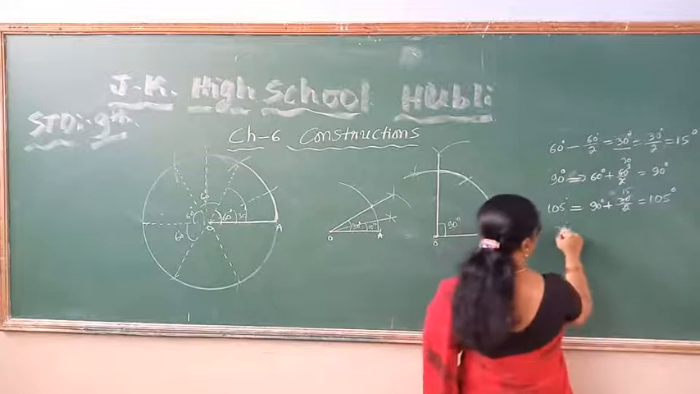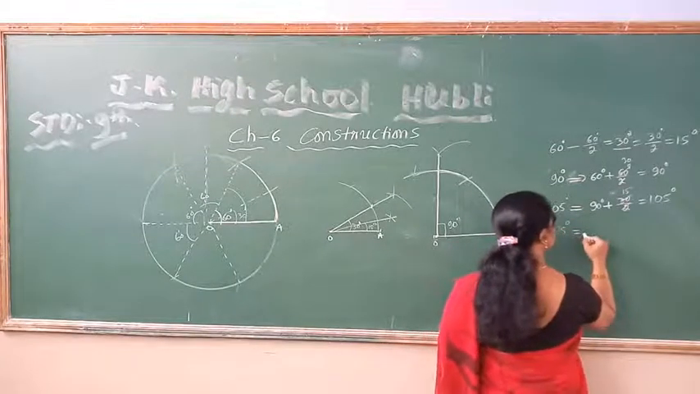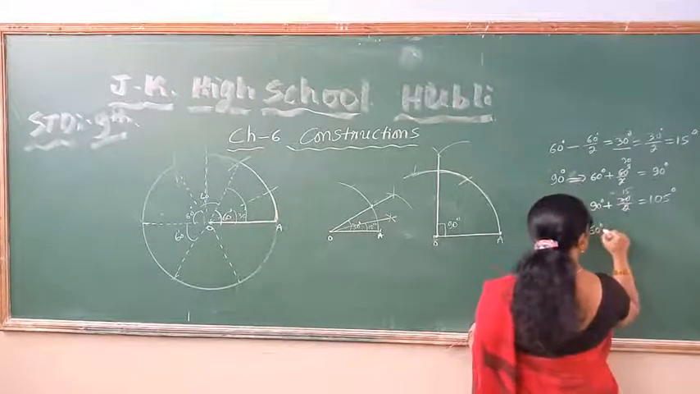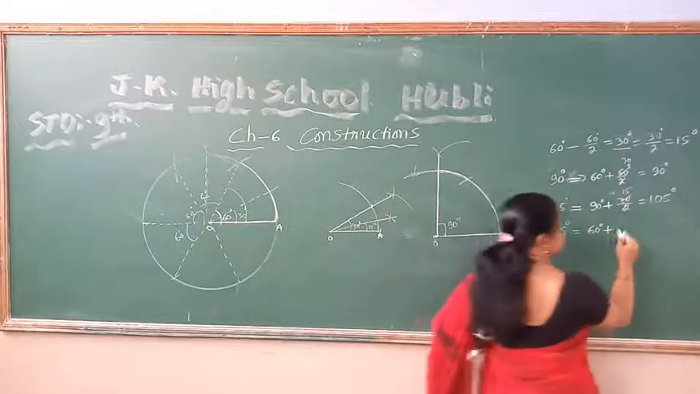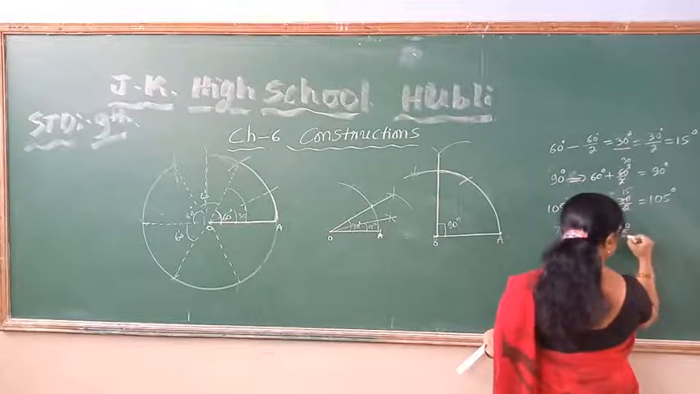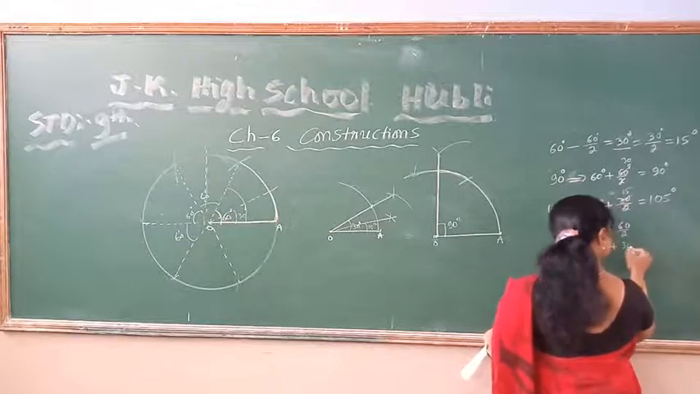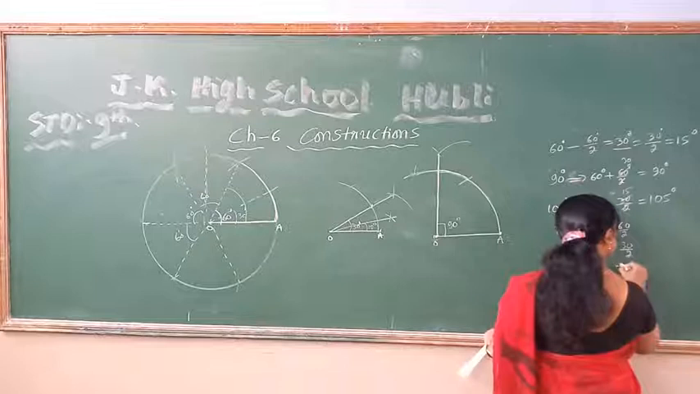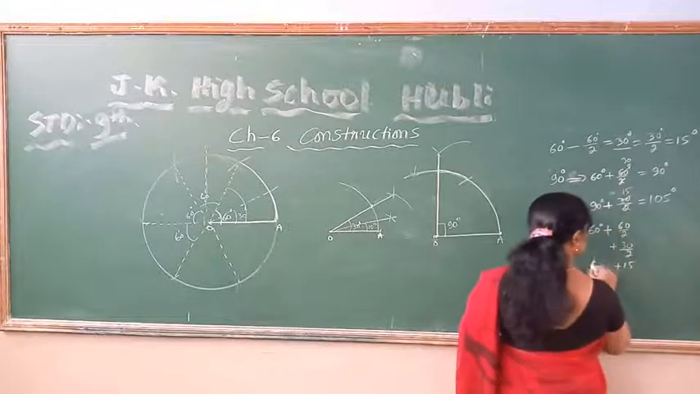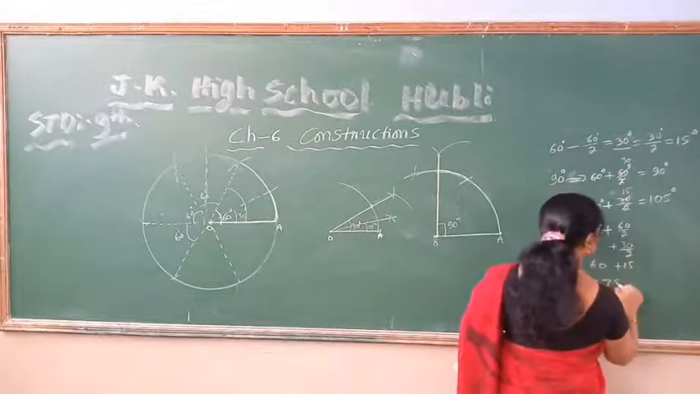75 degree you want to construct, children. 75 degree means 60. Next 60 degree there. Next 60 you divide. Then it becomes 30, children. Then once again you have to bisect this. Then it becomes 15. So 60 plus 15 it becomes 75.